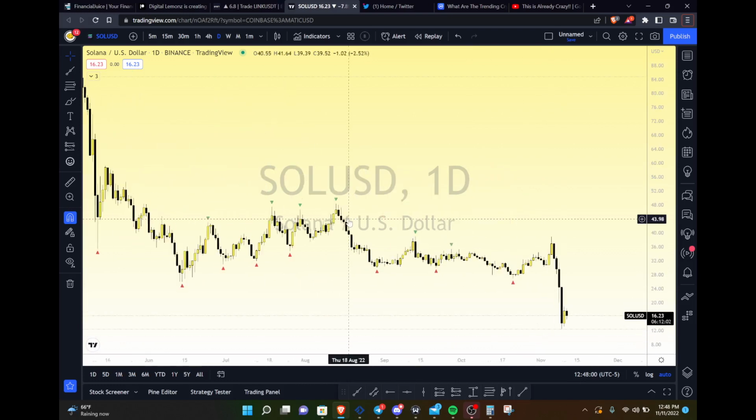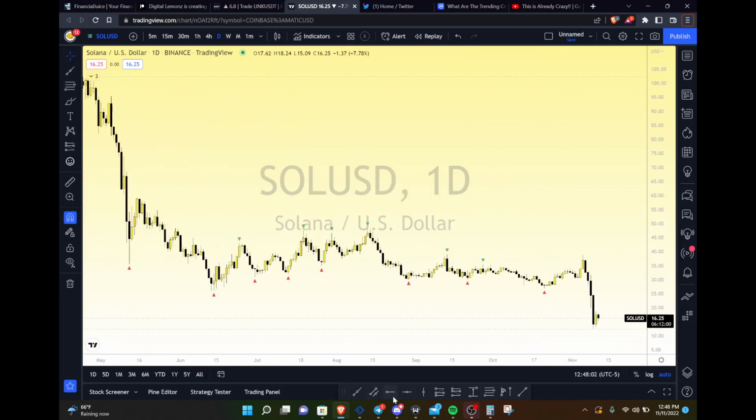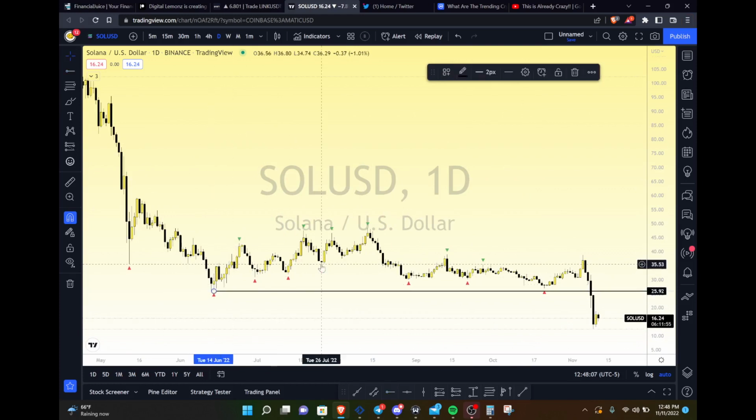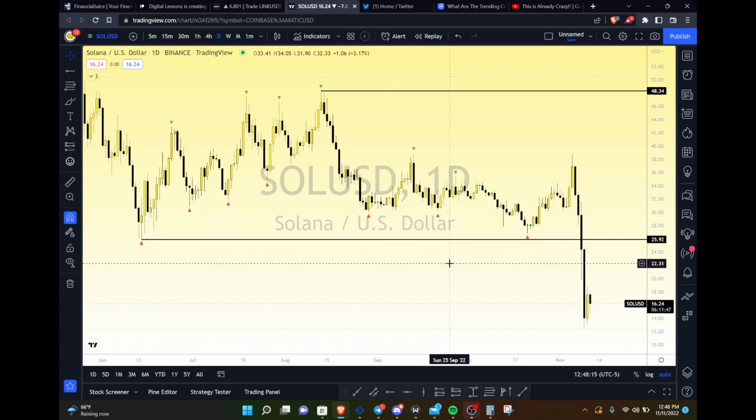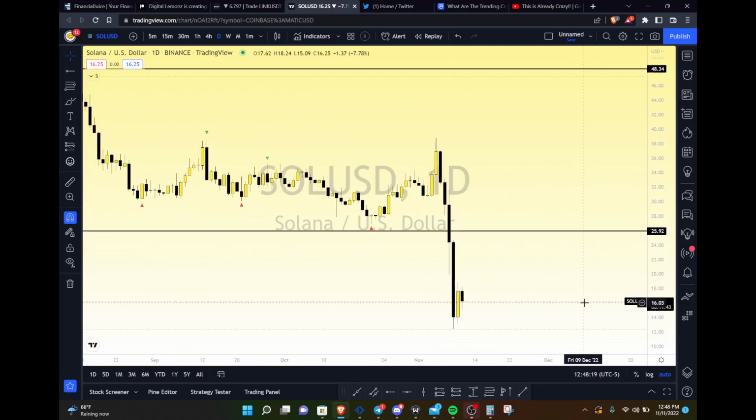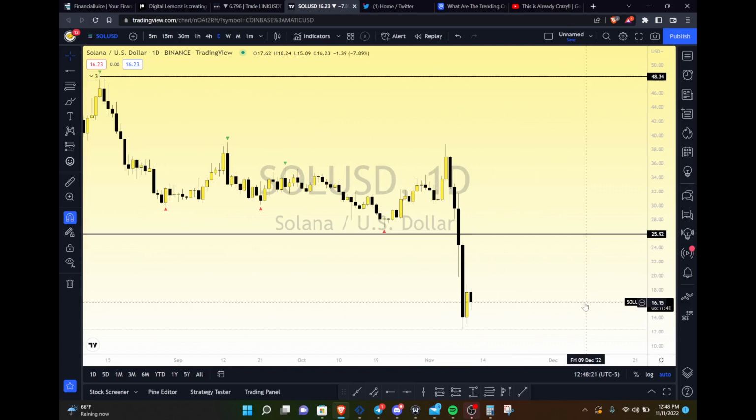So let's start drawing some lines out just to make it clear for our eyes. So let's go for this low right here. This is the low of the range, and then we'll go to the high of the range, which is right here. There we go. So we were going sideways here, clearly going sideways here, and then we finally lost it, and now we're going down.